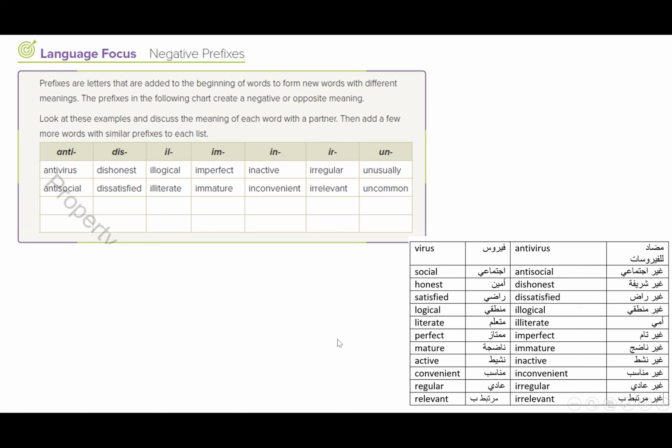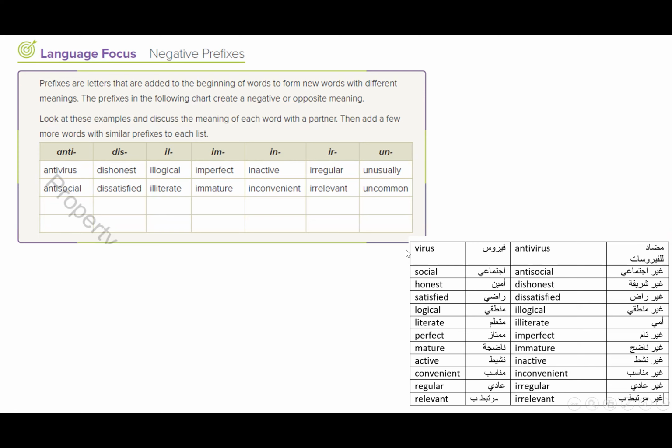You can stop the video for 1 minute and read these words again. ولازم تعرف ان anti, dis, il, im, in, un get the opposite or the negative meaning of the word. دي كلها بنسميها prefixes to get the negative or the opposite meaning of the word. كلها عبارة عن بادئات بتحول إلى عكس الكلمة. طبعا أنت عندك الكلمات مكتوب معناها.